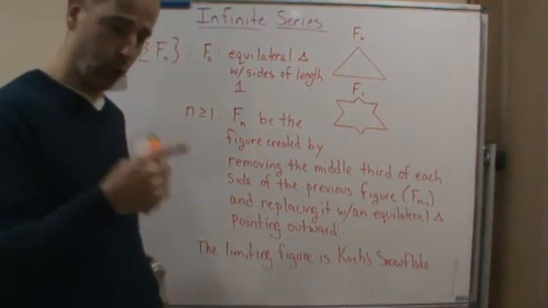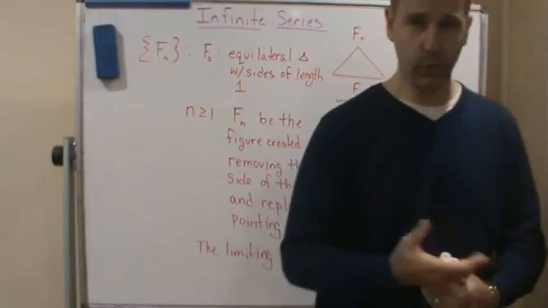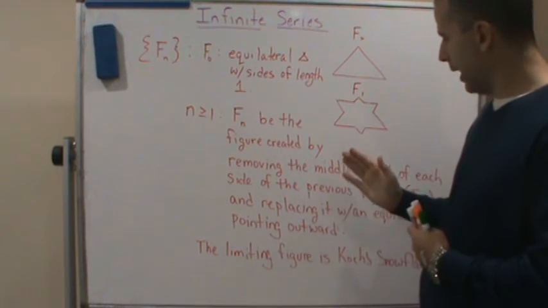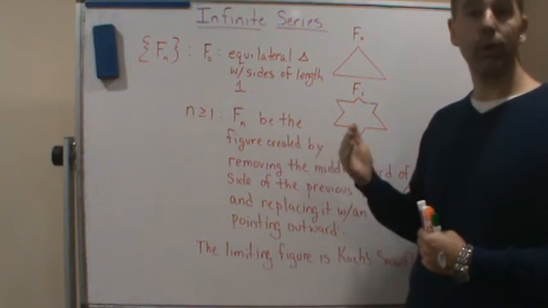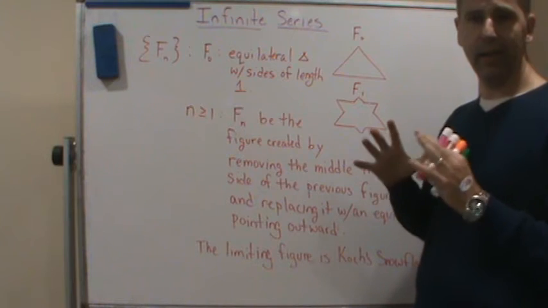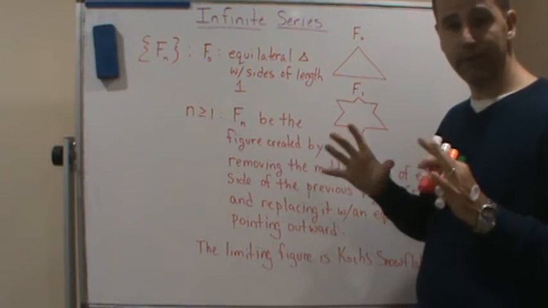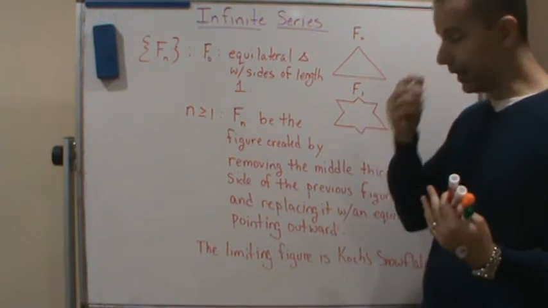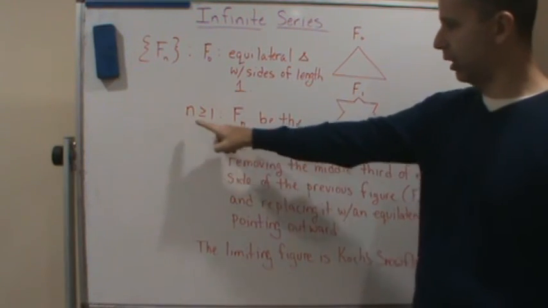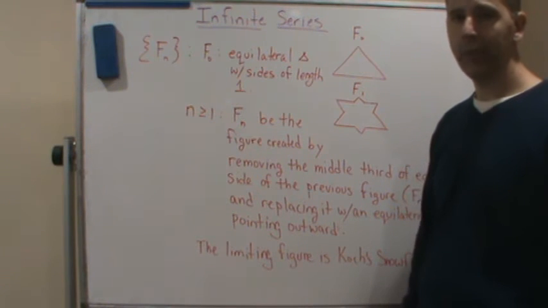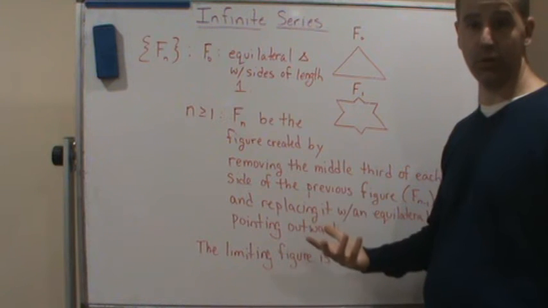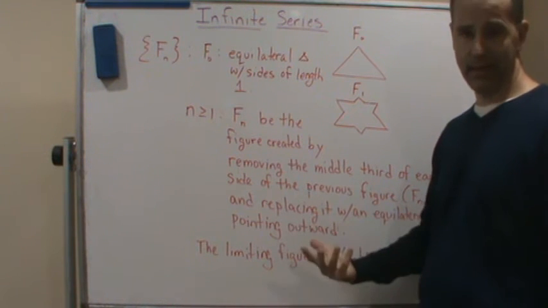So in the next video or so, we're going to look at finding the perimeter around f of n. We'll see if we can find a way of representing the perimeter of f of n for all n greater than or equal to 1, and then use that to find the perimeter of Koch's snowflake by taking the limit of that as n approaches infinity.